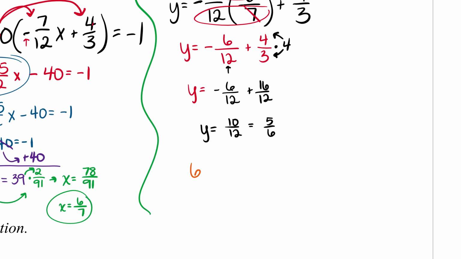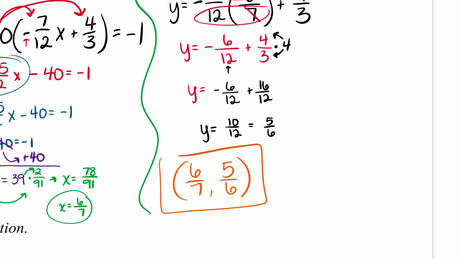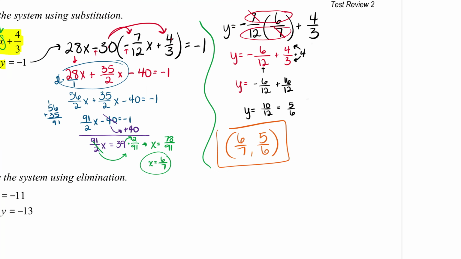So my x is 6 over 7. My y is 5 over 6. See what I did there? 5, 6, 6, 7. That's my answer. Now, of course, on the test, like I said, I don't do fractions. On the test, I do whole numbers. So the test is definitely simpler than this, but the idea is the same.